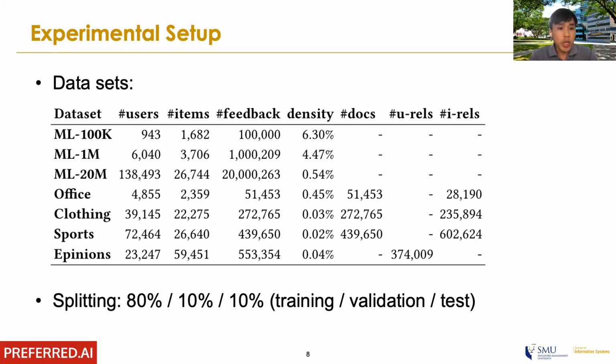For the experiments, we conduct experiments on 7 real-world datasets. The way we conduct the experiment is that for each dataset, we split the data by 80, 10, 10% for training, validation, and test set respectively. The validation set is used to tune the hyperparameters of the model, and then we report the results on the test set.